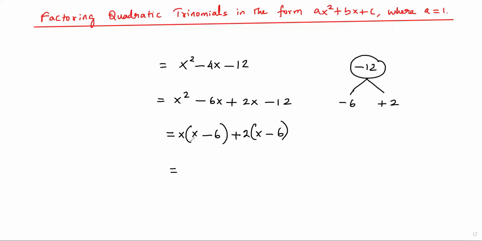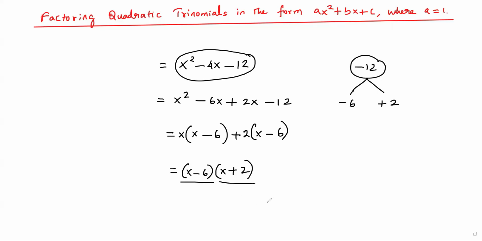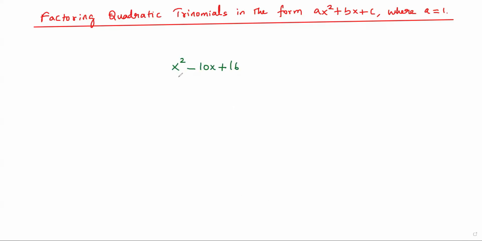Okay, now what's the greatest common divisor for these two terms? So clearly it's x negative 6. So x negative 6 can be factored out. If I factor x negative 6, I have x left in the first term and I have positive 2 left in the second term. So x negative 6, x positive 2. So the two factors of the given quadratic trinomial x square negative 4x negative 12 are x negative 6 and x positive 2. Let's do one more example.